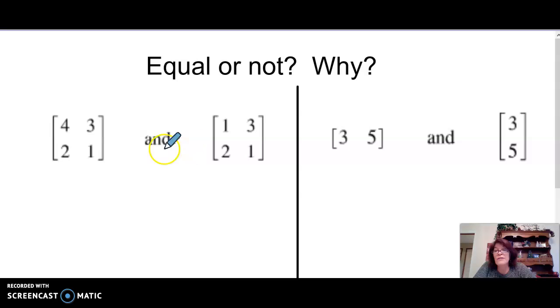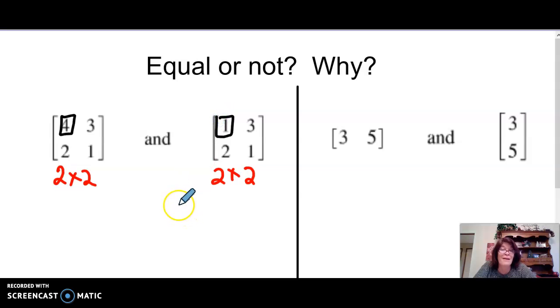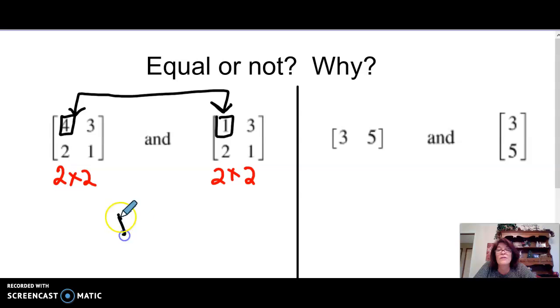All right, this first group, this is a 2 by 2, and this is a 2 by 2. So they have the same dimensions. Then we look at each entry. As soon as I look at the first row, first column entry and see that that's 4 in this matrix and 1 in this matrix, I can stop. I really don't care that the rest are equal. They all have to be equal, and these aren't. So these are not equal, because the first row, first column element in matrix 1 does not equal the first row, first column element in the other matrix.